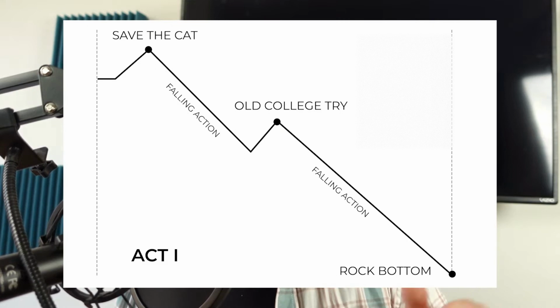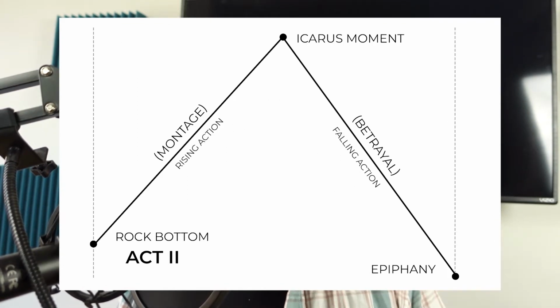So you could think of that as like 12 to 15 scenes per act. So to get the protagonist from that save the cat moment to the rock bottom moment, you've got about 12 scenes to make all that happen. And then from the rock bottom moment up to the Icarus moment, which is the halfway point of the second act, you've got about 6 or so scenes to make that happen. But it's going to be heavily dependent again on your voice as a writer, and the scenes don't all have to be equal in length.